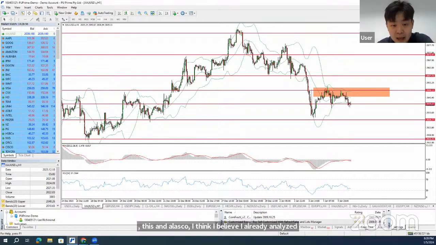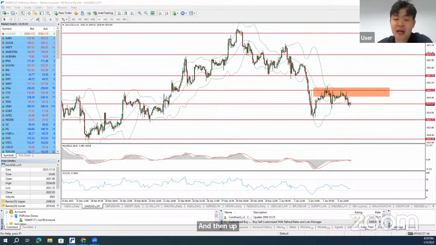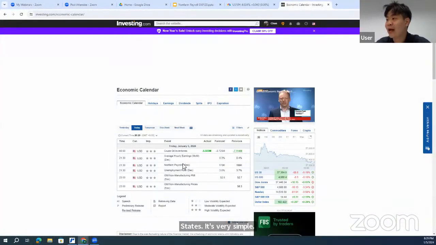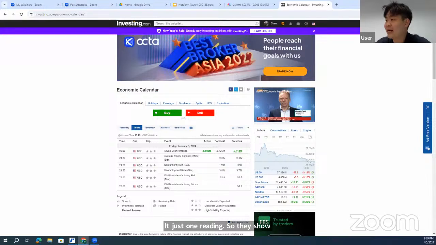Okay. And then Abdulaziz asked, what is the difference between the NFP as well as the FOMC meeting? Okay. So NFP is just one of the jobs data in the United States. It's very simple. It's just one reading only. So I show you. NFP, you can see 170K, just one reading, 199K. So you need to compare the actual reading with the forecast. Very simple thing. So an actual reading higher than forecast means it's very good for the US economy, and vice versa.